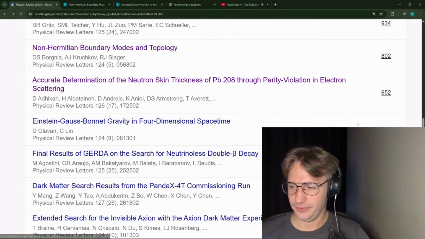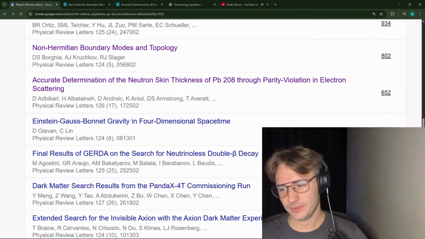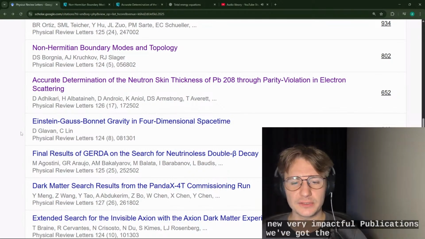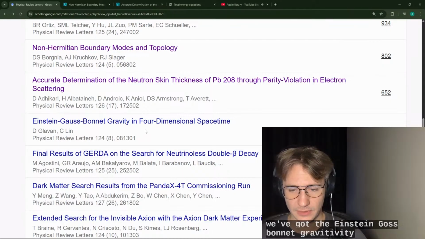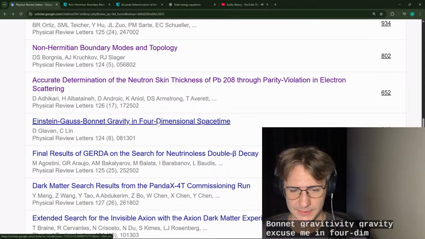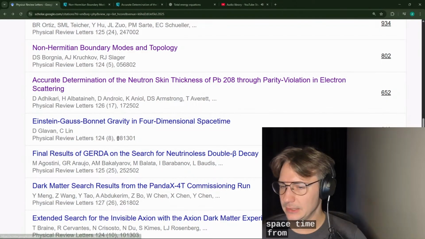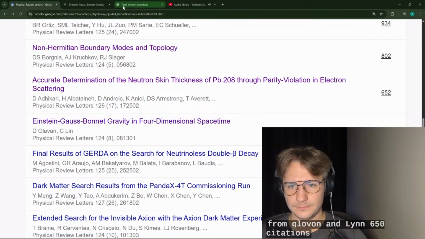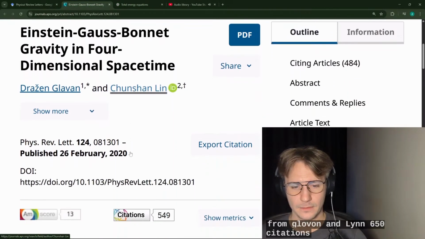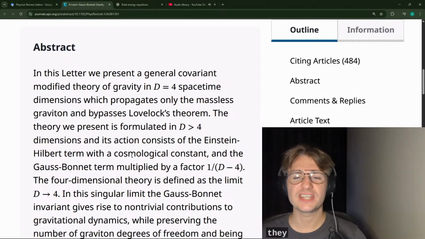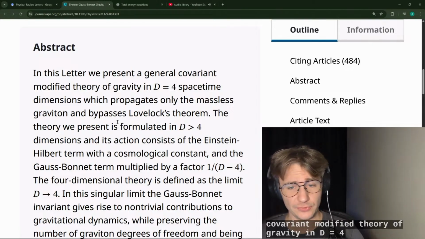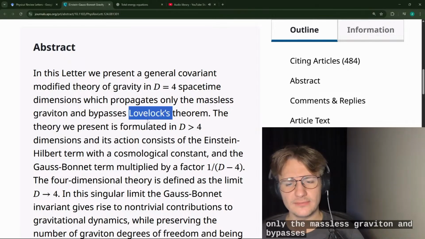Okay, what else do we have here? We're really dropping off on the citations at this point. So these could be new, very impactful publications. We've got the Einstein-Gauss-Bonnet gravity in 4-dimensional space-time, from Glavan and Lin. 650 citations. They present a general covariant modified theory of gravity in d equals 4 spacetime dimensions, which propagates only the massless graviton and bypasses Lovelock's theorem.